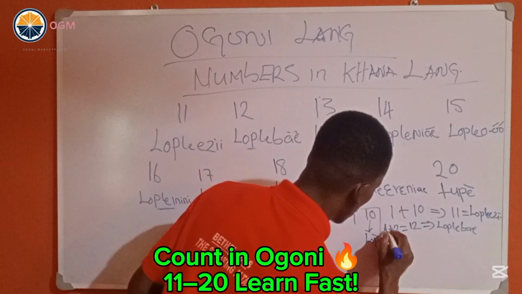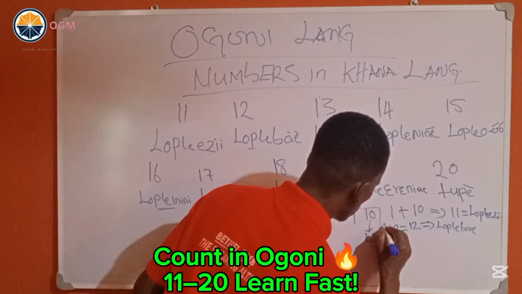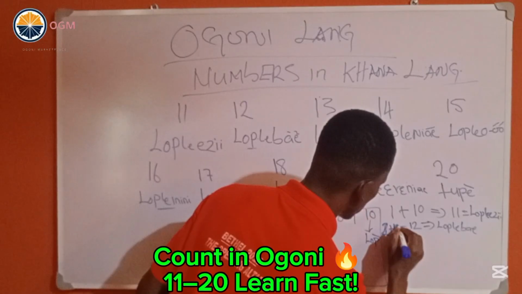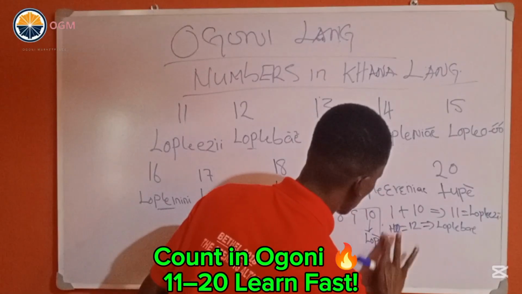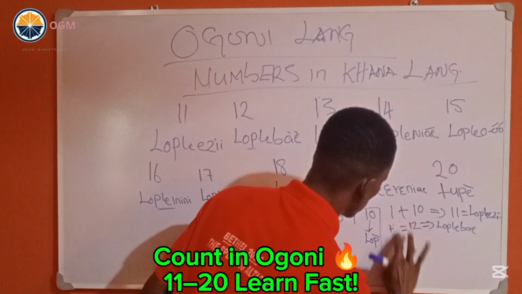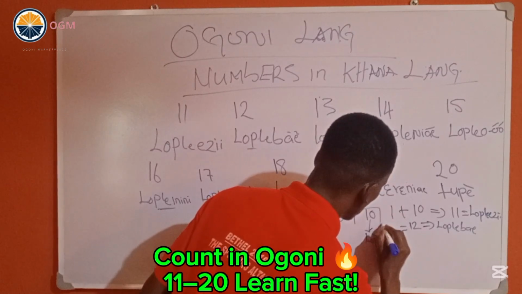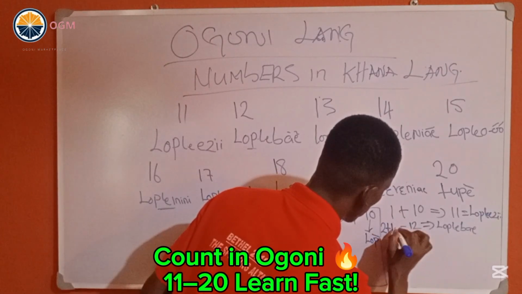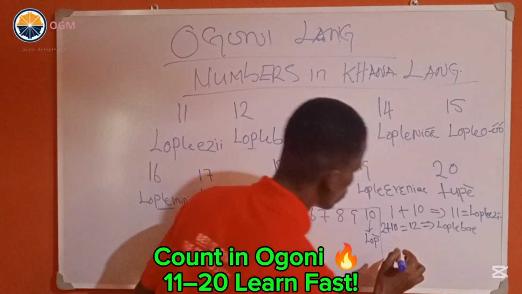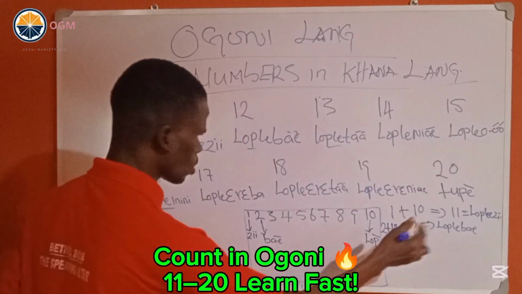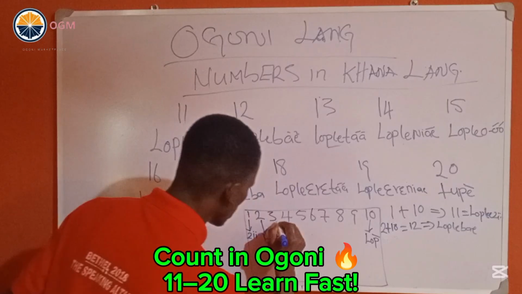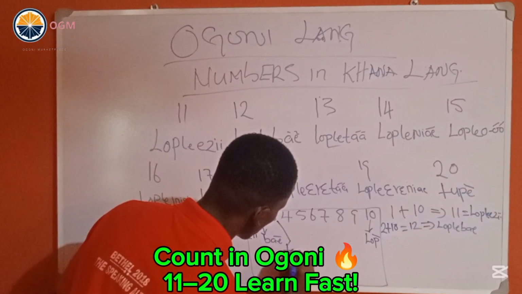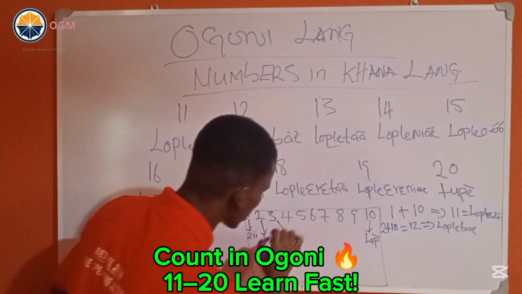So here you have 2 plus 10, which will give you 12, which is Look leba. Here 3 is ta, T double A, there's a comma on it, which signifies the ta.